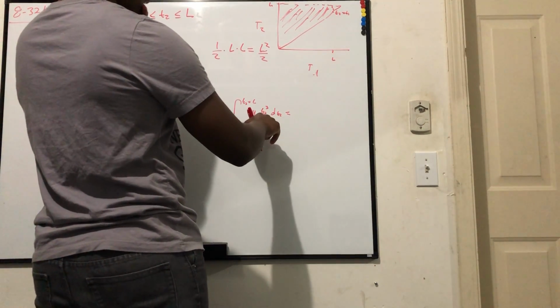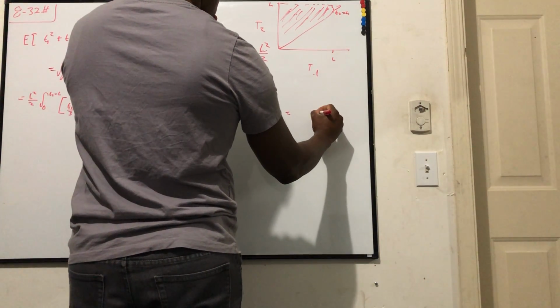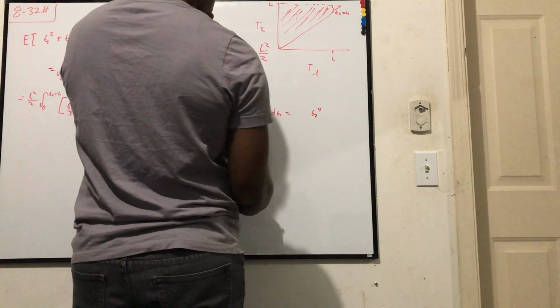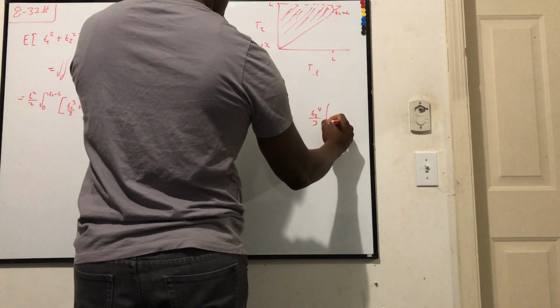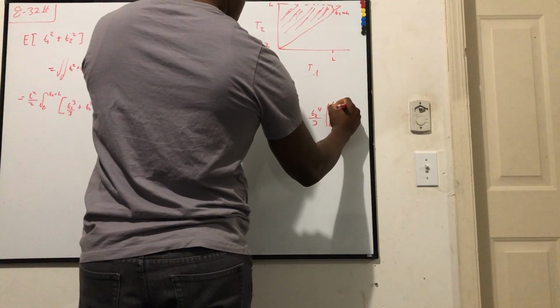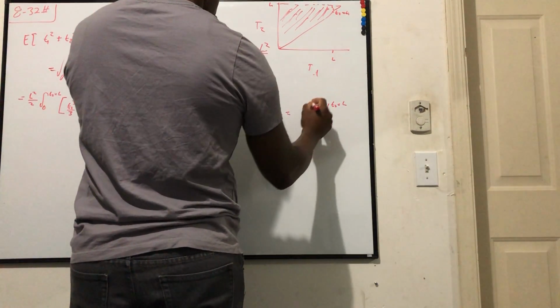So now we have to integrate this. This is going to go to a 4. That 4 goes away. It goes right to a 3. From 0, where T2 is going to be counted as L.